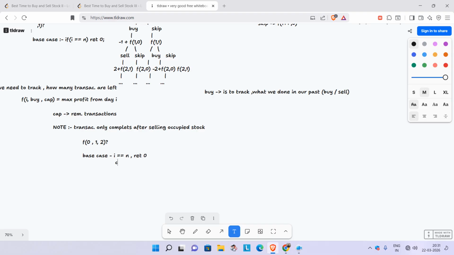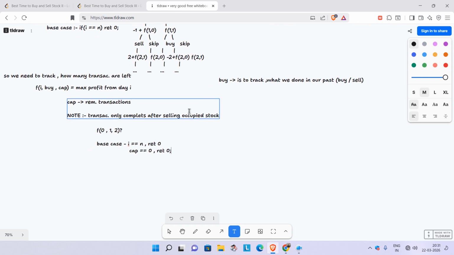In the second case, if our capacity becomes 0, which means no transactions are left, we simply return 0. It means we cannot perform any further buy and sell stock operations in the future days.